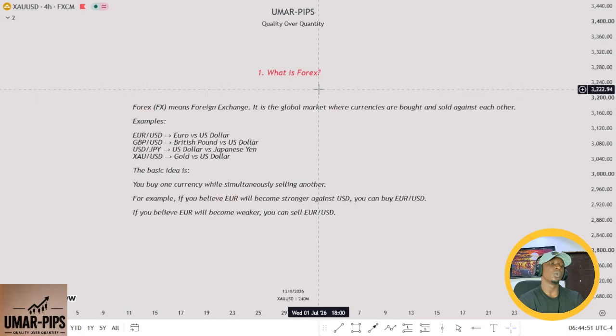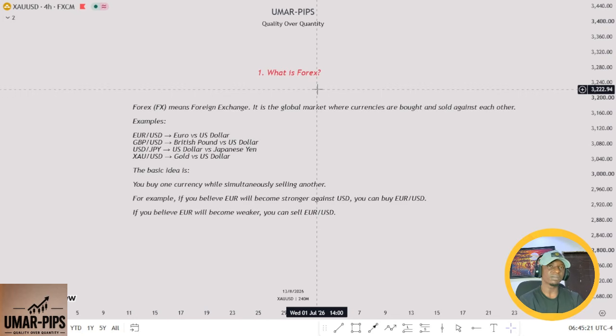Okay, let's go. What is forex? Forex or FX means what? Means foreign exchange. It's a global market where currencies are being bought and sold against each other. Against what? Against each other. Now, if you look at this screen, you will see something like EUR/USD. That's an example of a foreign exchange pair. That's a currency pair.